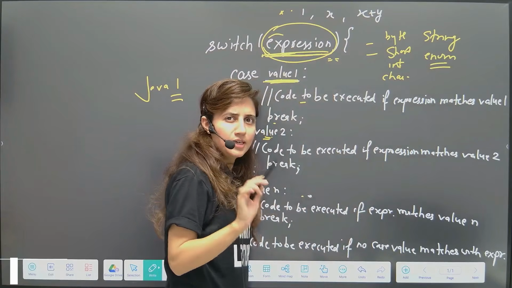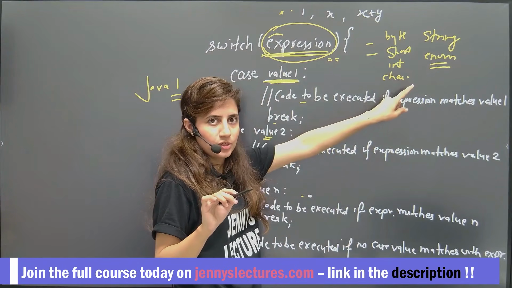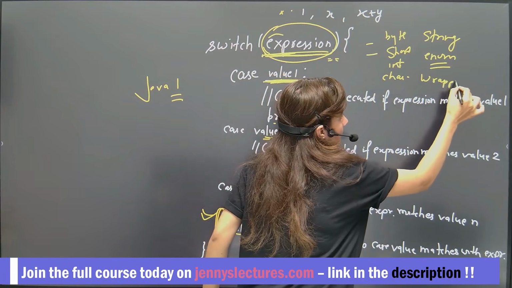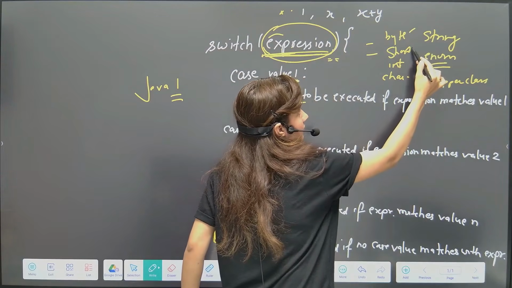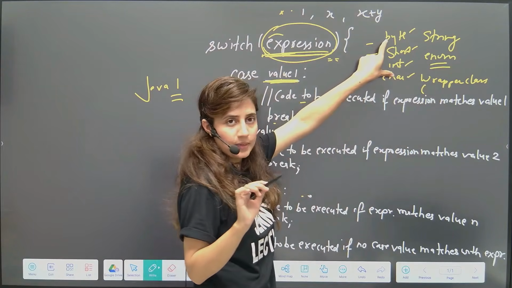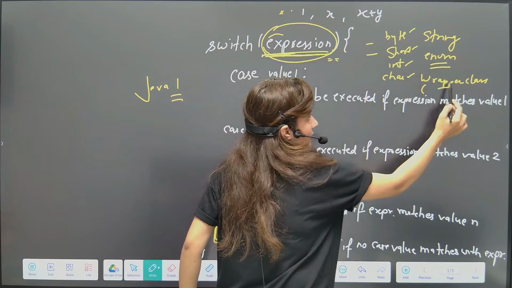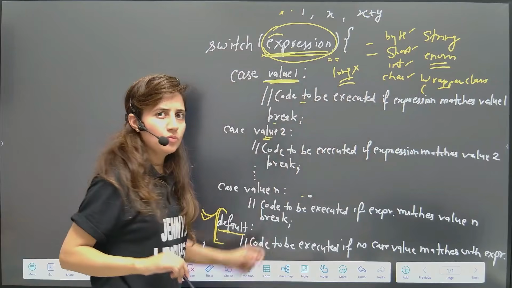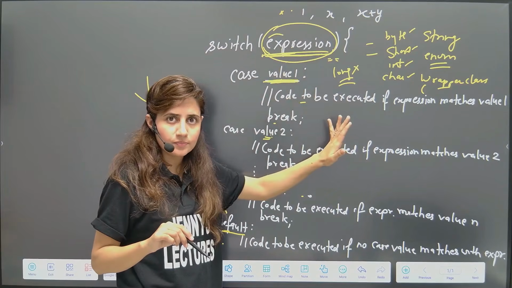Enum type. Enum is a special class in Java. This thing also I'll show you, how to use enum. Plus wrapper classes: wrapper classes of byte, short, int, character. Only these four wrapper classes. Right? So this is allowed, this is allowed, these wrapper classes are allowed. Long is not allowed. If you write a variable of type long here, it will give an error.